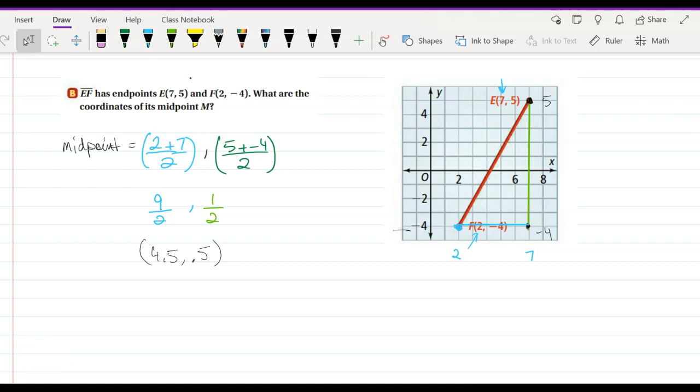So let's go ahead and plot that point on the diagram. Let's see, I'll use this color. So I'm going to go over on my X value. Let's see, 3, 4, and a little bit, 4.5. I'm going to go up a half. So the midpoint is right there, the little purple dot.